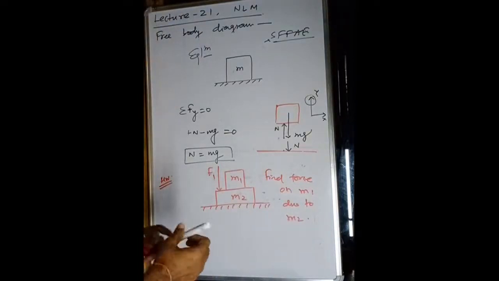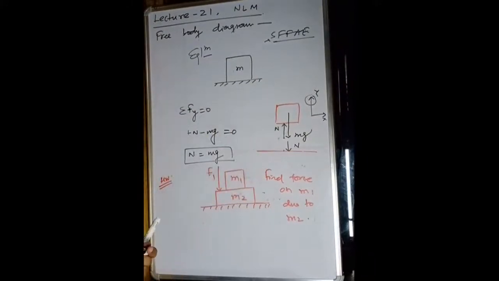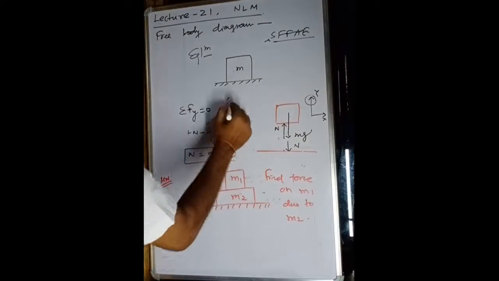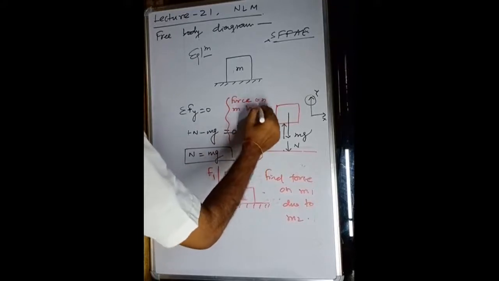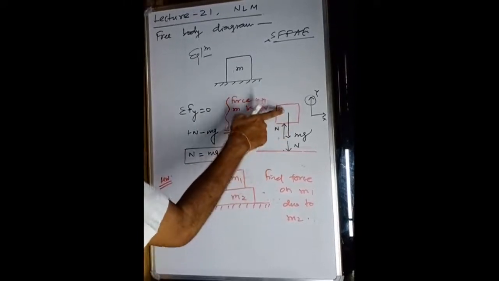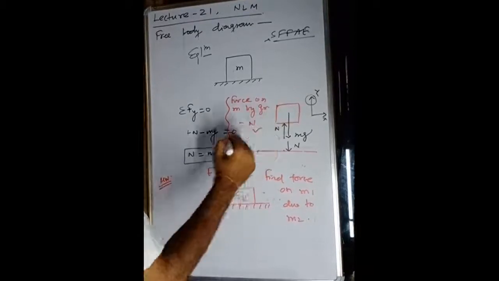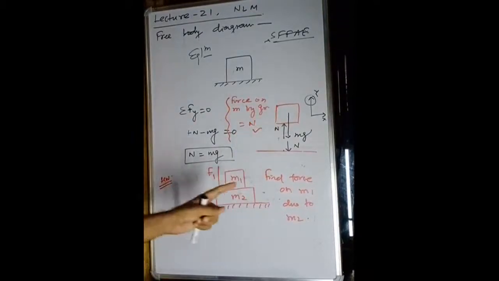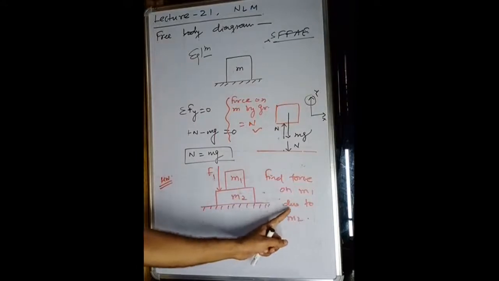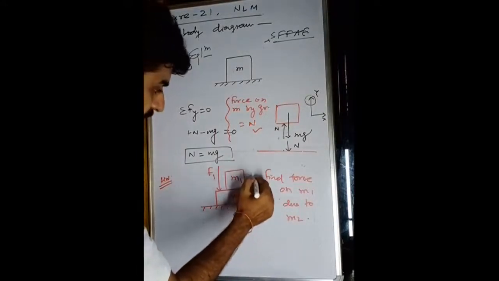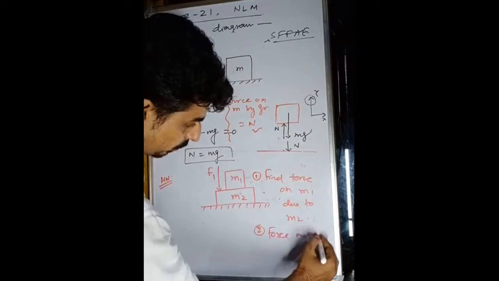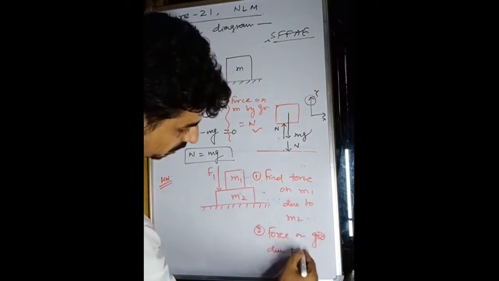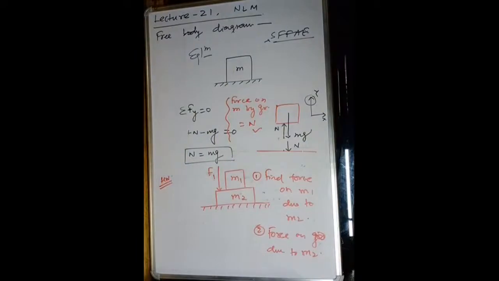Here, if I want to write the force in this question, it is the force on M by ground. Okay, the answer will be the force on M by ground, it is N. This will be the answer. Alright, so you have been asked to find the force on M1 due to M2. And the second question: the force on the ground due to M2. Alright, how much force is acting over the ground by M2?